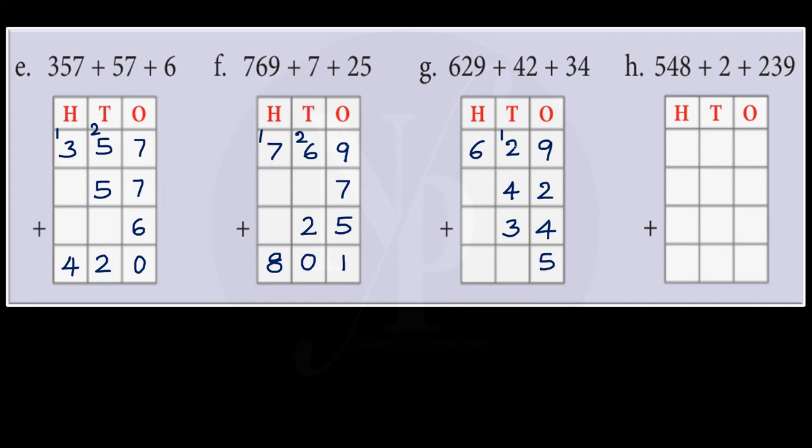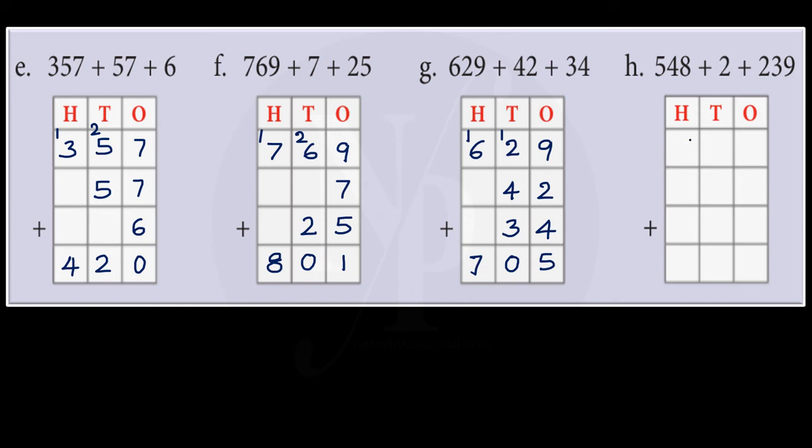And 1 plus 2 is 3. 3 plus 4 is 7. 7 plus 3 is 10. 10 tens are regrouped as 100 and 0 tens. Here 100 plus 600 is 700. So we write 7 in the hundreds column here. So 705 is the sum of 629, 42 and 34.